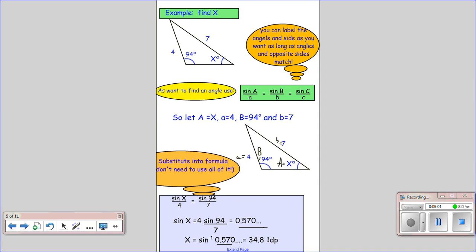Okay, so now I've got everything I need. And again, I'm just going to substitute it in here.